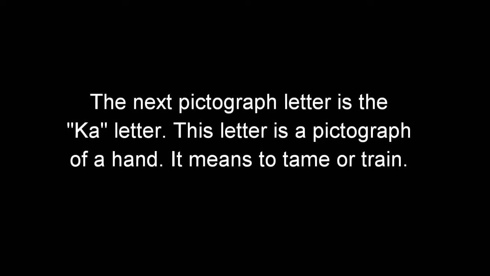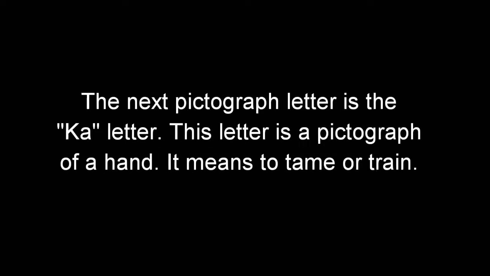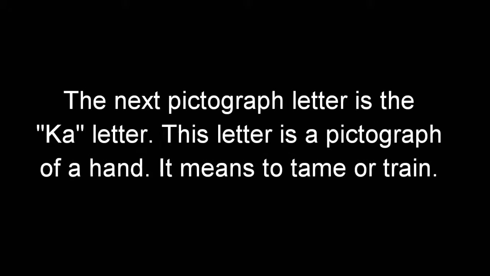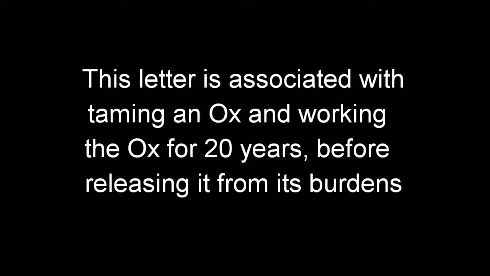The next pictograph letter is the Ka letter. This letter is a pictograph of a hand. It means to tame or train. This letter is associated with taming an ox and working the ox for 20 years, before releasing it from its burdens. This letter is also associated with raising a child for 20 years, before releasing them into the world as an adult. Here is a picture of the Ka pictograph letter, and its numeric value and sound.